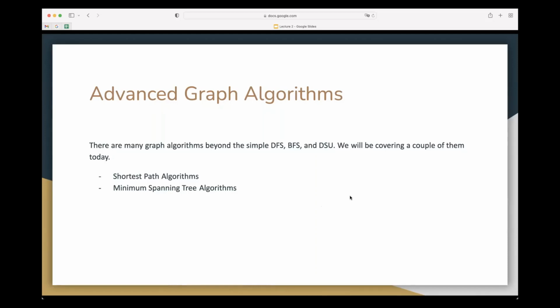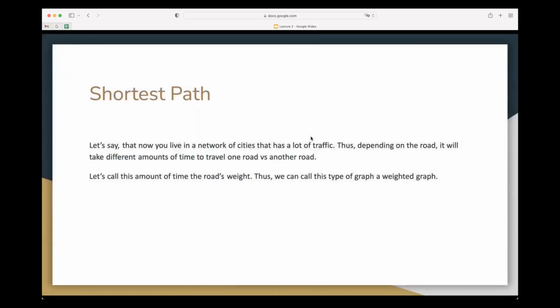Same with minimum spanning tree algorithms. Some will have advantages in terms of time complexity, others will be easy to code, etc. So here are the basic things. Let's talk about shortest paths.